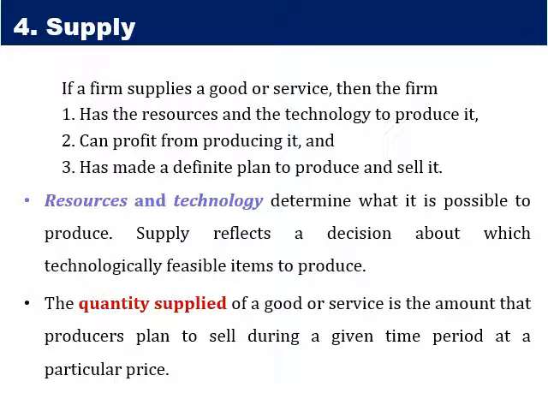Then, what is the quantity supplied of the commodity or the service? We can define the quantity supplied of a good or service as the amount that producers plan to sell during a given time period at a given or particular price. And this means that the quantity supplied may be higher than the quantity actually sold in markets.